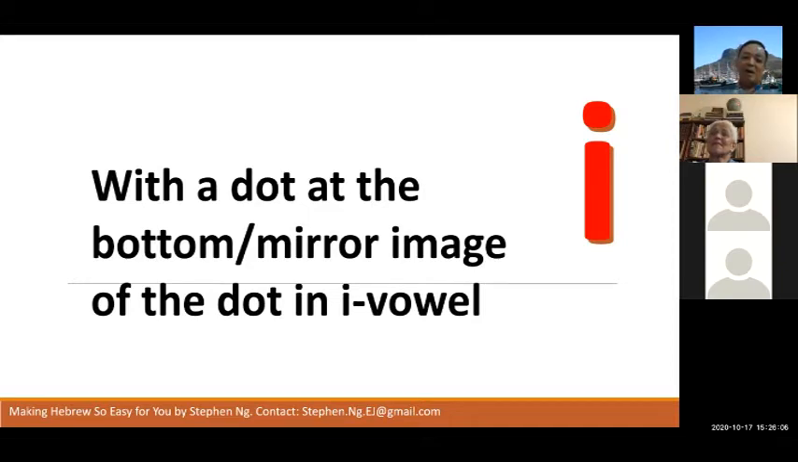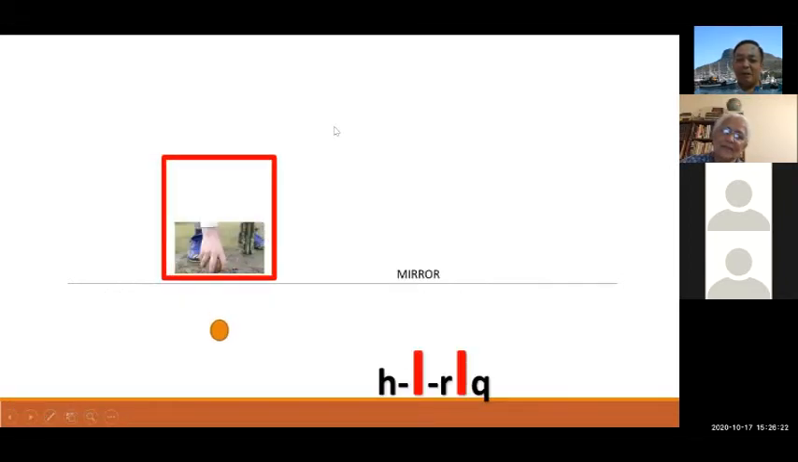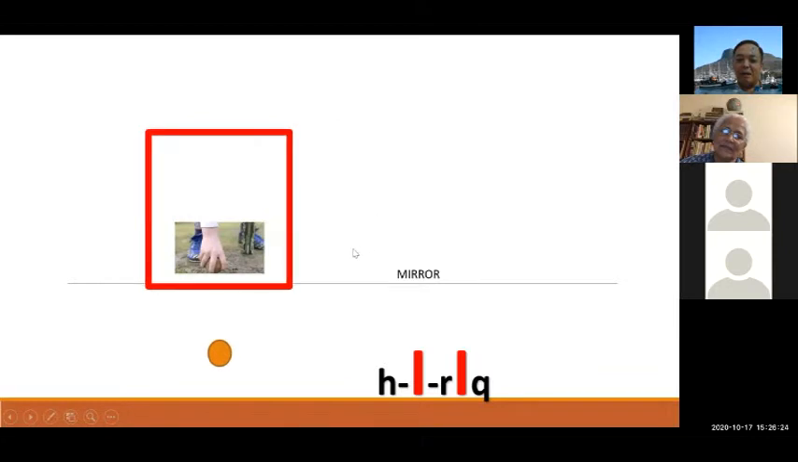Now think of the I vowel. Remember, the I vowel is a dot at the bottom. When you talk about the I vowel in English, the dot is always at the top, right? Now, but in Hebrew, let's assume that this is a mirror here.